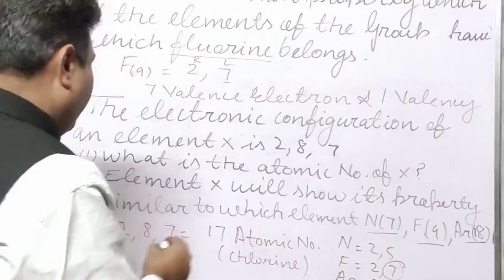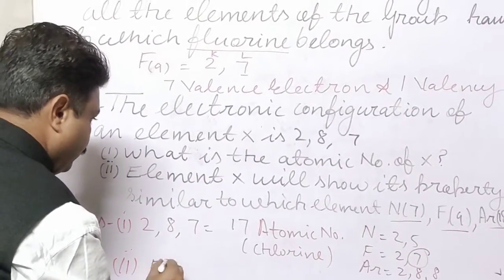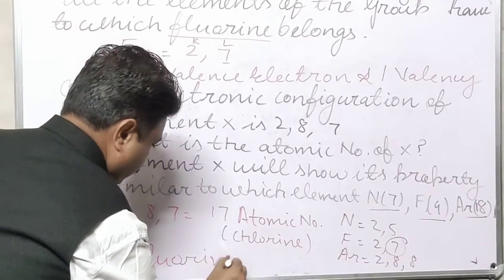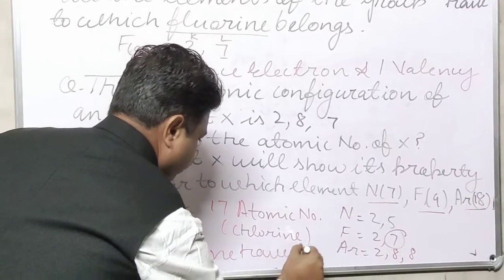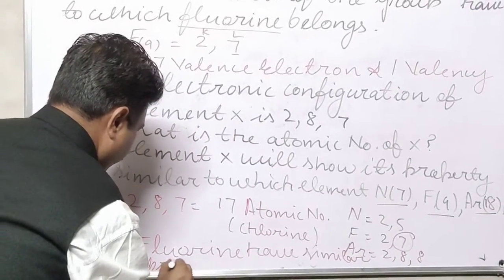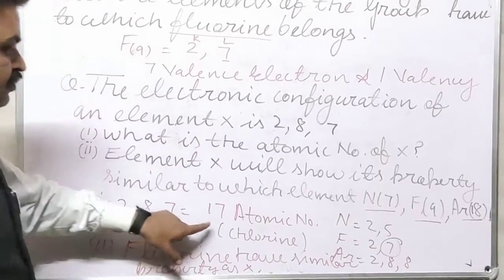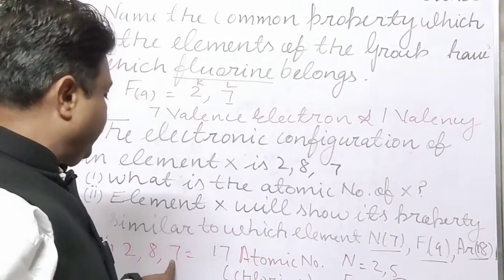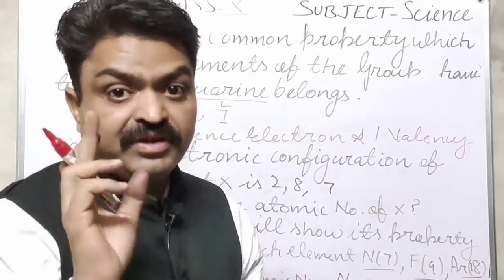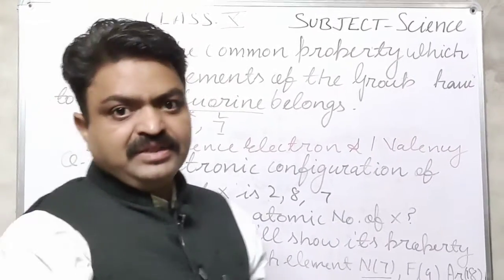So what will you write in the second answer? That fluorine has similar properties as X. Why, students? Because the valence electrons of both the elements are similar to each other and both belong to the 17th group of the modern periodic table. Now we will discuss another question.